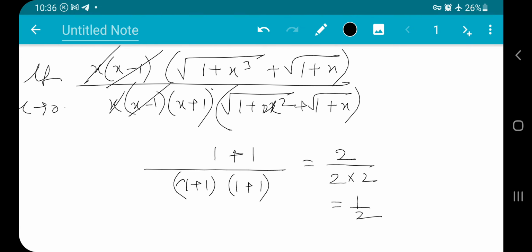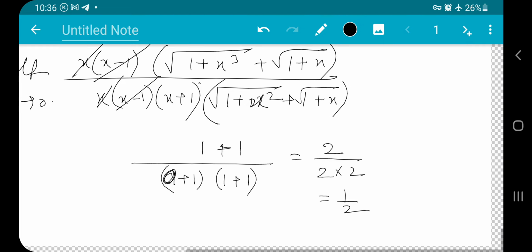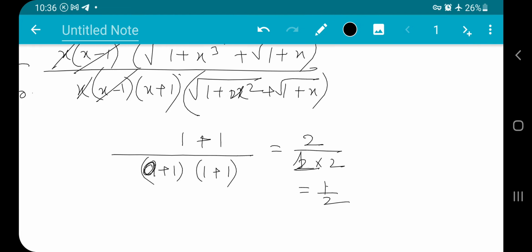Yeah, this will be 0. 0 plus 1 will be 1. So the answer will be 1. And that is the answer.